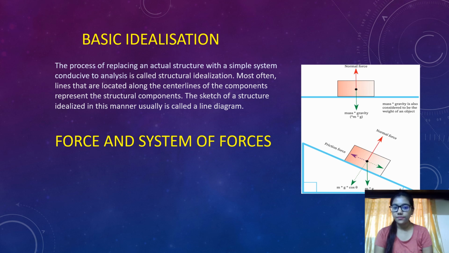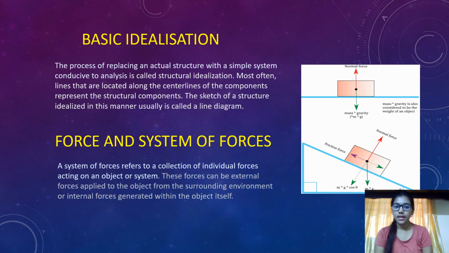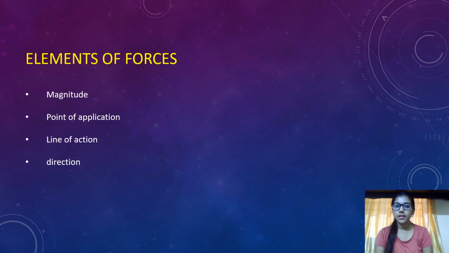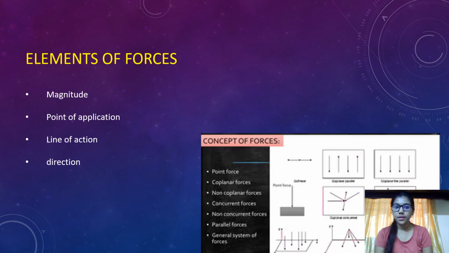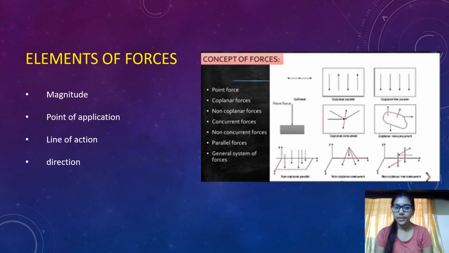Force and system of forces. A system of force refers to a collection of individual forces acting on an object or a system. These forces can be external forces applied to the object from the surrounding environment or internal forces generated within the object itself. Elements of forces: magnitude, point of application, line of action, direction.